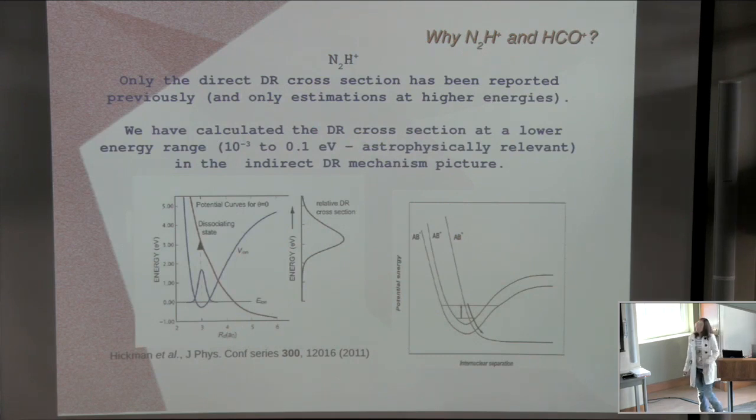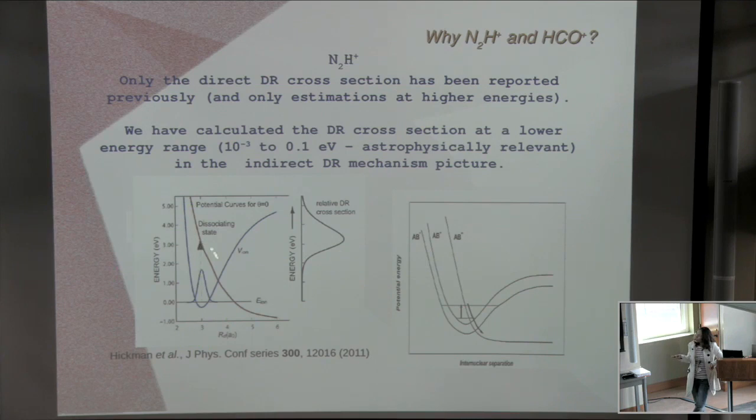The next slide is our new calculation. We decided to apply this method also to linear systems with dipole moments, like N2H+ and HCO+. Why N2H+? Besides the astrophysical relevance of N2H+, to the best of my knowledge there is no available theoretical DR cross section, and the only article I found was an estimation at higher energies. I'm going to show the direct cross section there.